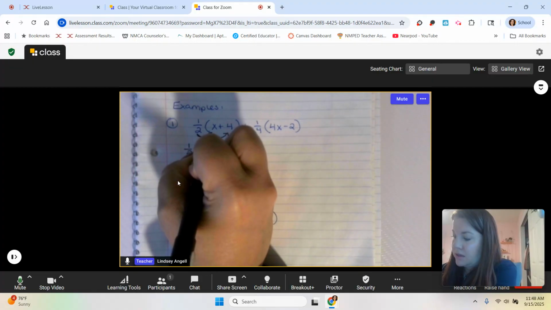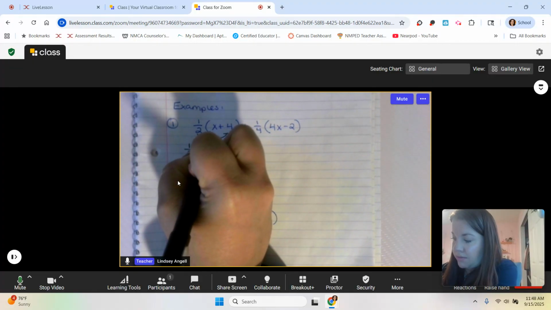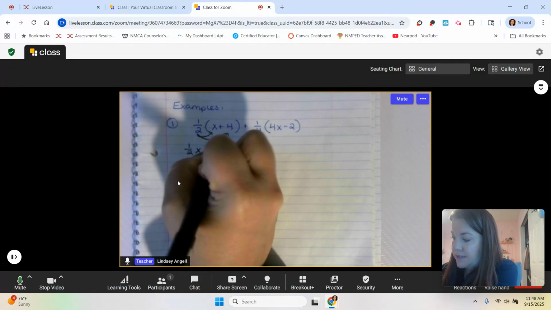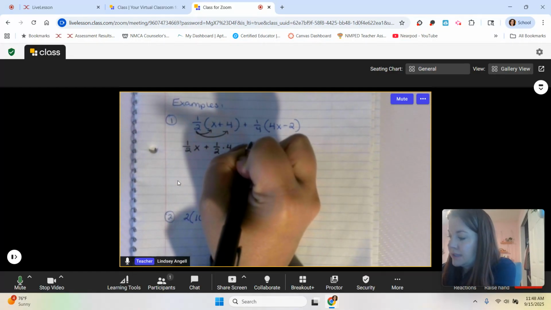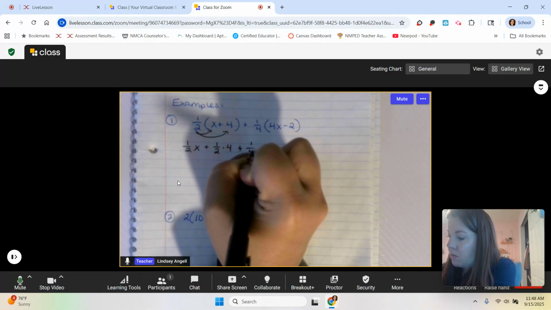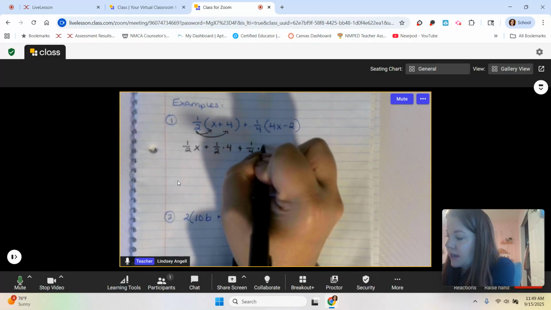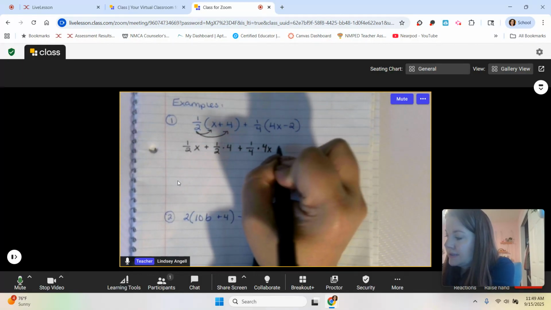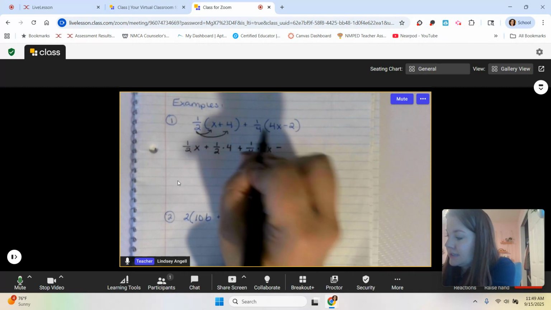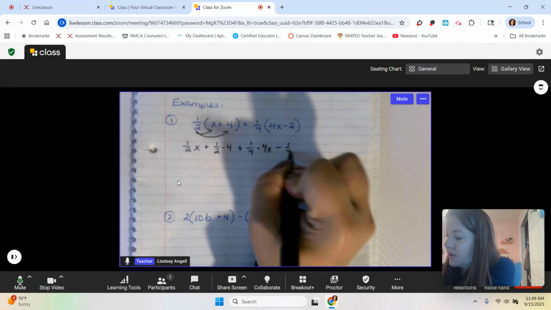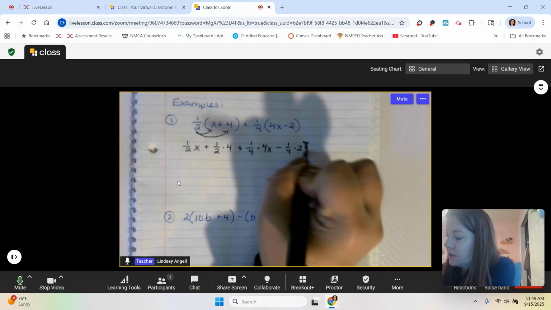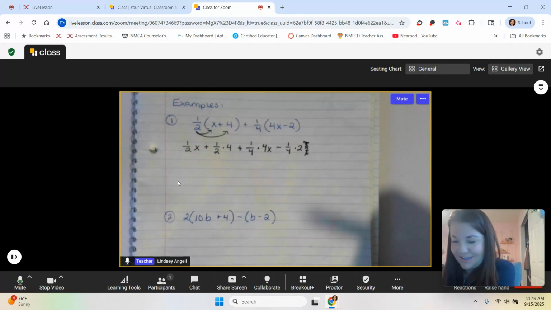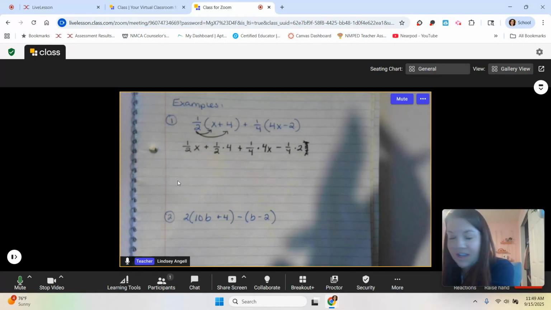That would be 2. Now, I'm going to write down every step, so I'm going to say 1/2 times 4, plus 1/4 times 4x, minus 1/4 times 2. Oops, and I don't need parentheses. Okay, so we've still got a lot of work to do.